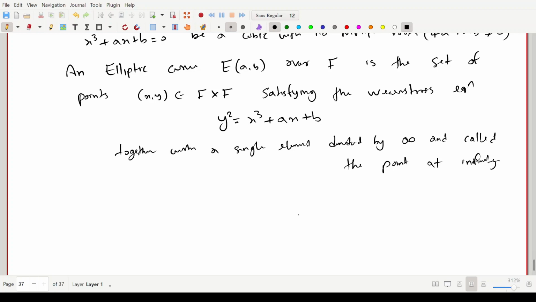Look at the left hand side. Left hand side is y square, right hand side is x cube plus ax plus b. That means left hand side has degree 2 while right hand side has degree 3. This means that a horizontal line can intersect the curve in 3 points if all the roots are real, and vertical lines can intersect the curve at most 2 points.